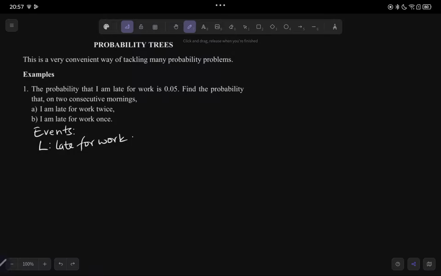So I'm late for work twice. It means on the first day, this person was late for work or not late for work. Late for work is 0.05 probability. Not late for work means 1 minus 0.05, giving us 0.95. On the second day, there is being late and not being late.